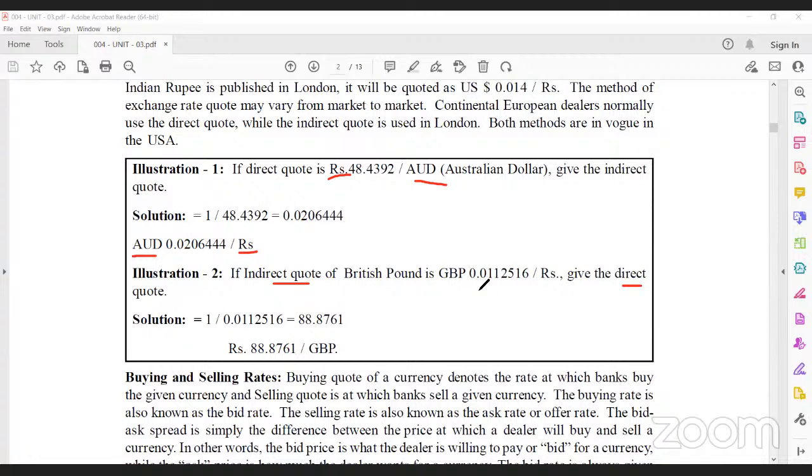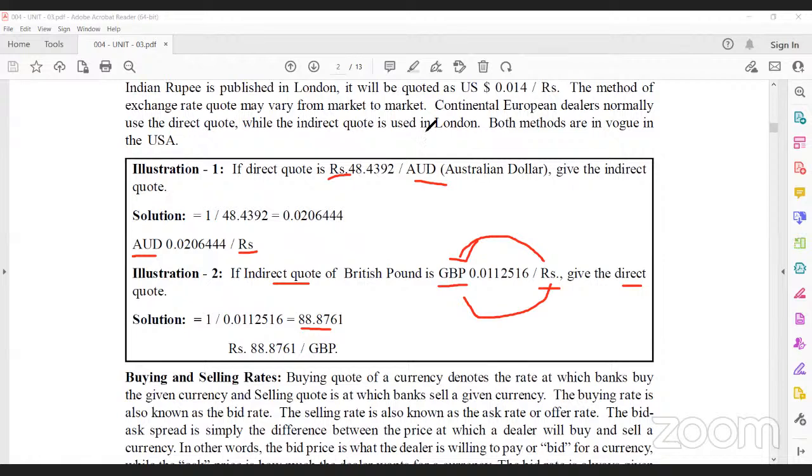Suppose this is British pound 0.0115, again 1 divided by the same number. This is the calculation. Here this is rupees and here it is British pound. So in indirect, the place will change. This domestic currency, rupees, will come to this side and pound will go to the other side. So rupees 88.876 per British pound. This is how you are going to write.